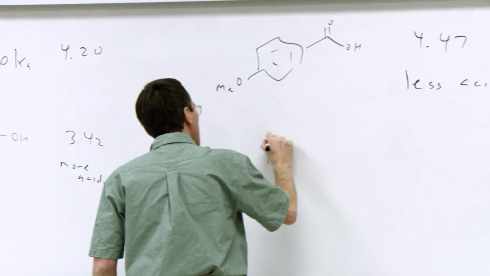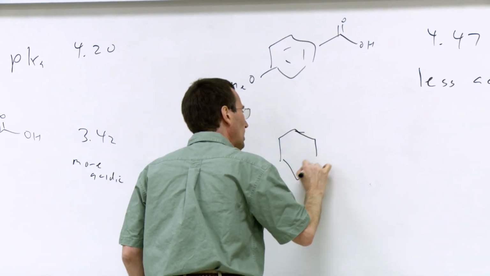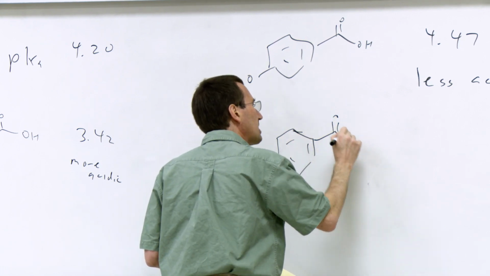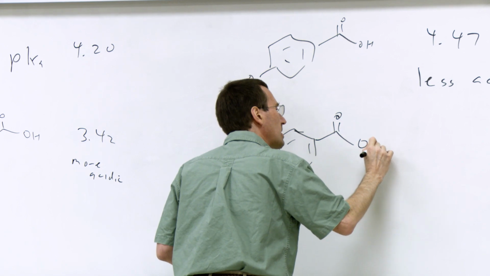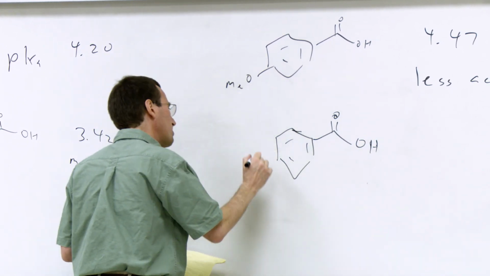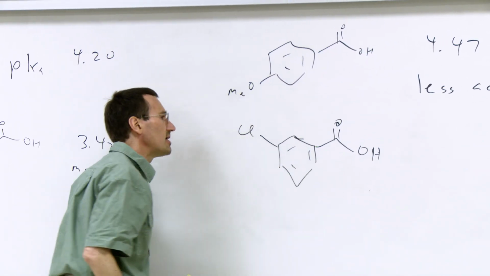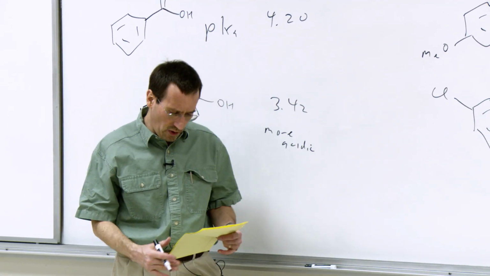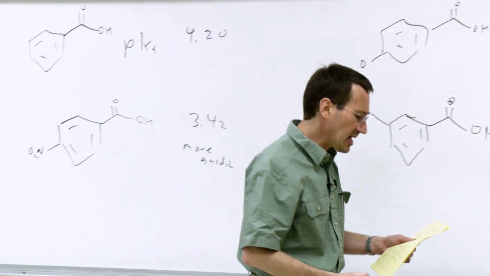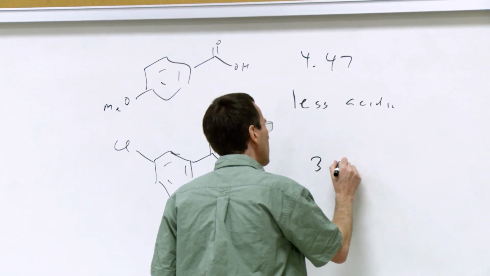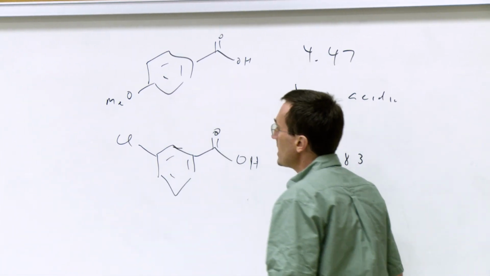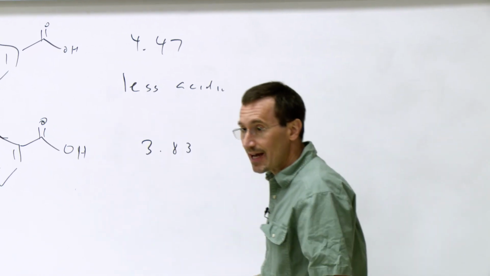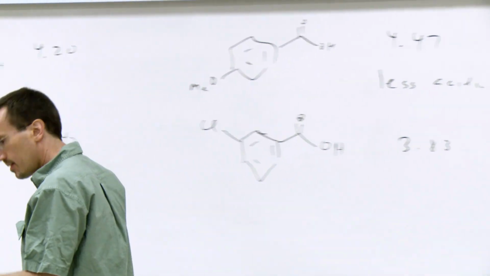And I'm giving you deliberately a limited subset of examples. I think that's one of the things that we're doing in this class: going into some advanced concepts, but taking a limited subset of examples to make things manageable. So, okay, one more example here. Let's take a meta-chloro group. The pKa is 3.83. So it's also more acidic, but not as acidic as a para-nitro group.